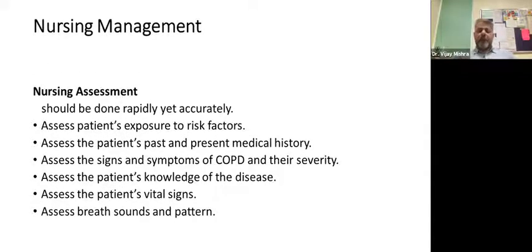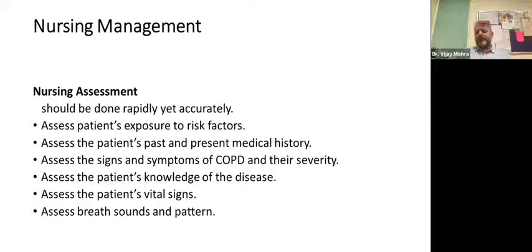Okay. So now here we come. We talked about the disease per se, the treatment options available that can be practiced or used in case of a COPD patient. Coming to nursing management. Okay. So the first thing that we do is we assess the patient. Nursing assessment has to be done very quickly, rapidly, yet it has to be accurate.